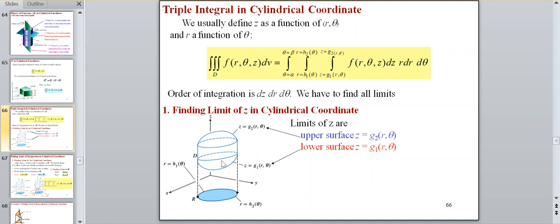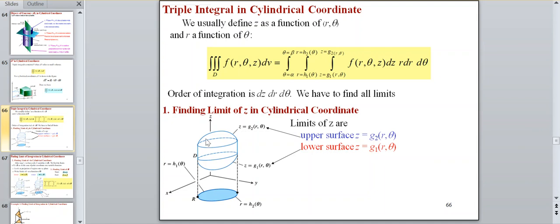But here we are using cylindrical coordinate system. It means you have to convert the equations of the lower surface and upper surface into cylindrical coordinates. So the equation of the lower surface will be z equals g1 of r and theta, and the upper surface will be g2 of r and theta. Just compare it with Cartesian, where we say from f1 of x, y to f2 of x, y. Here the lower and upper surfaces must be converted to cylindrical, so z is from g1 of r and theta to g2 of r and theta.